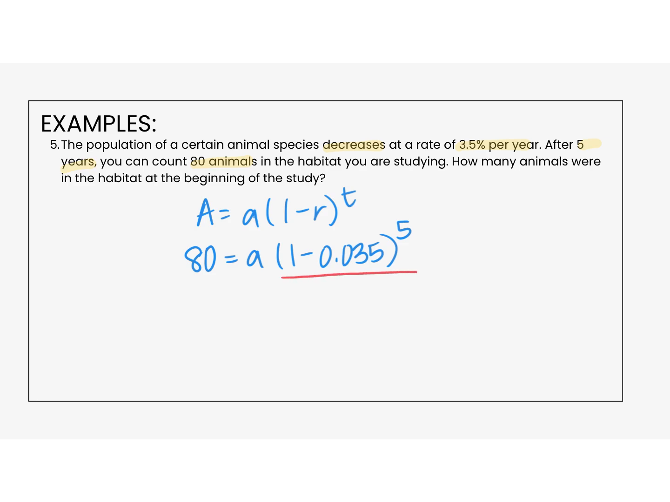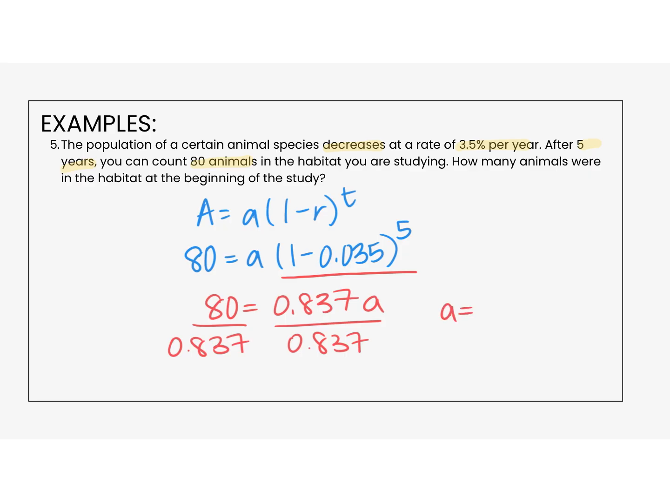So I can evaluate this in my calculator, 1 minus 0.035 to the 5th power. And that is 0.837. And I still have this a here. Now I'm solving it just like an equation for a. So I'm going to divide both sides by 0.837 and find that a is, again, on your calculator, you might get a decimal, but we're talking about animals, so we need to round to the nearest whole number. So I started with 96 animals.